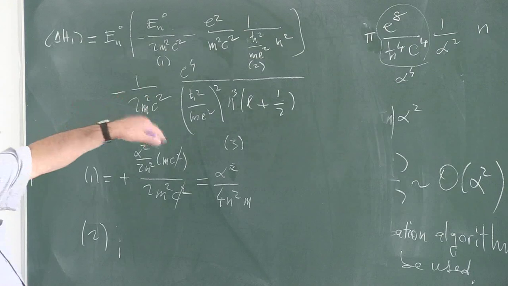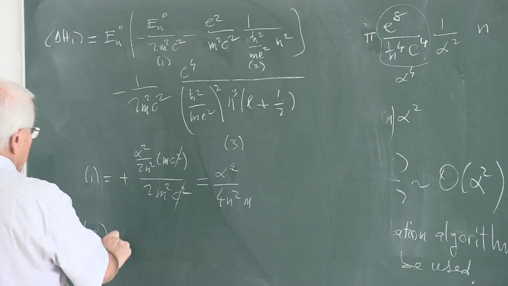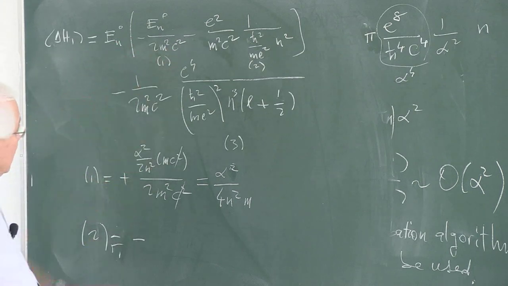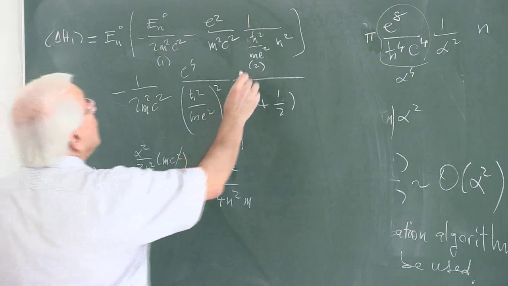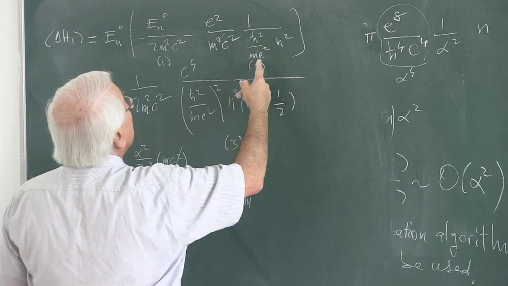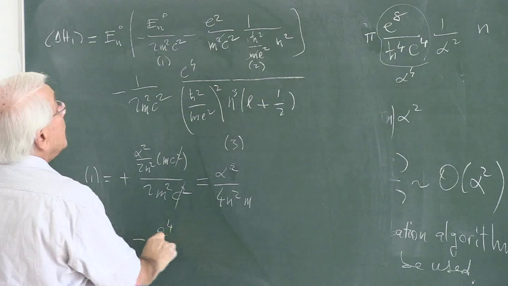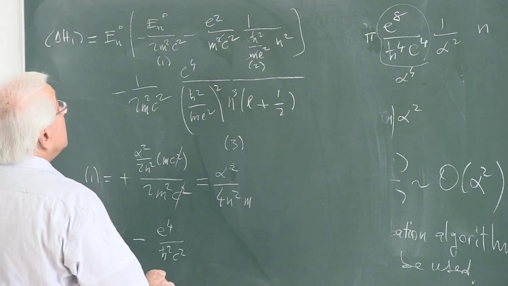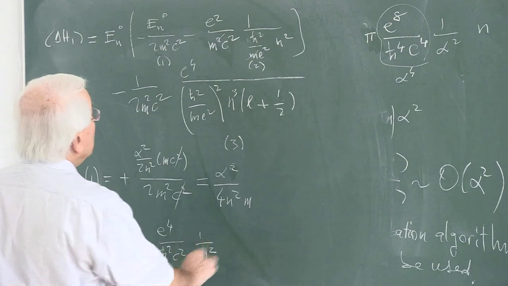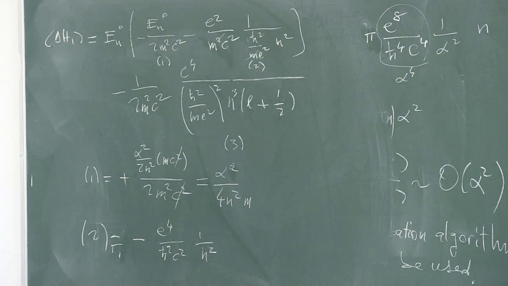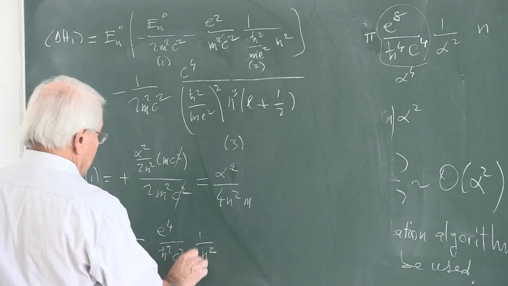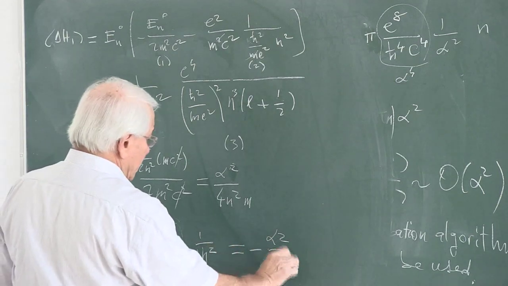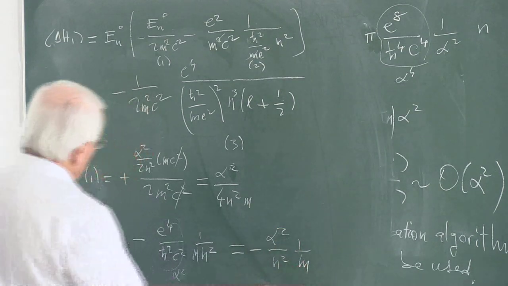Second term, again, I have to handle the second group there. There is a minus sign in the front. And there was a minus sign here, but that was converted by the E_n0, but this is indeed a minus sign. So one of them goes away, and I have then e to the 4 divided by h bar squared c squared, that's nice. And 1 over n squared. And that is an alpha squared. So this one is minus alpha squared divided by n squared times 1 over m. That's the second term.